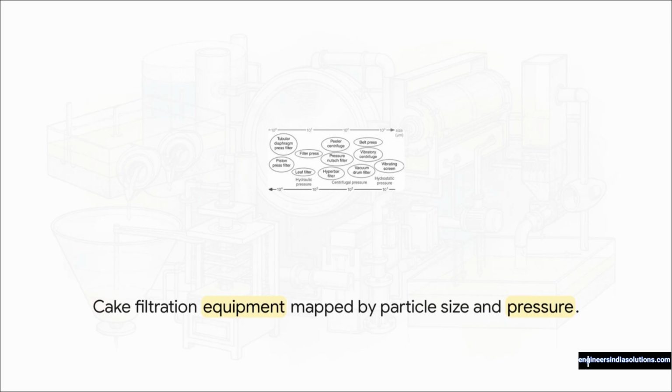But as your particles get tiny, like down to the microscopic 1 micron level, you suddenly have to apply intense mechanical pressure. That forces you to select heavy-duty equipment, like a tubular diaphragm press filter. The physics of the slurry literally write the rules for the mechanics of the machine.